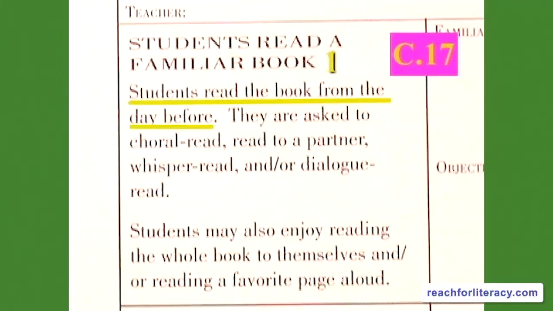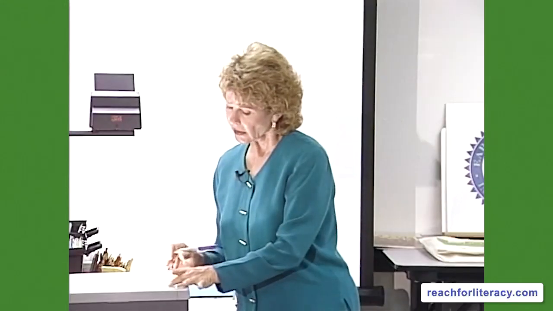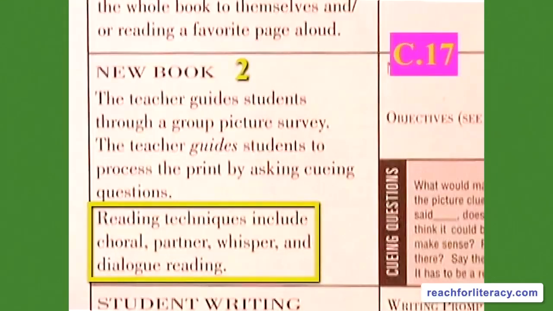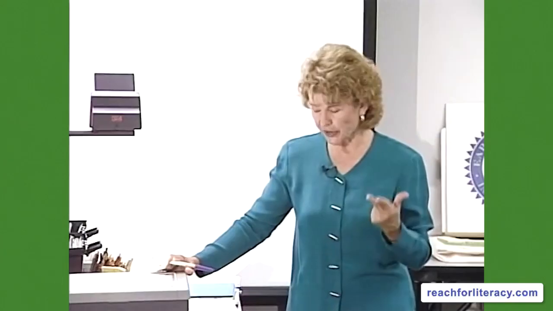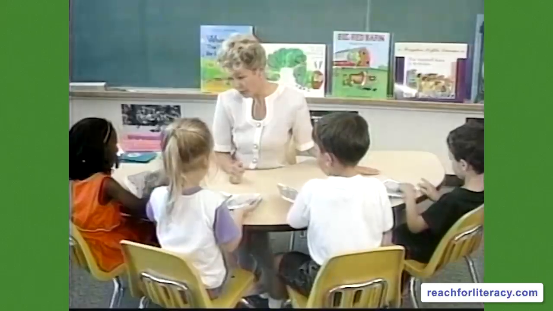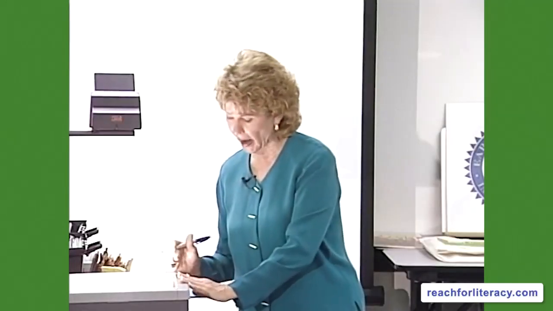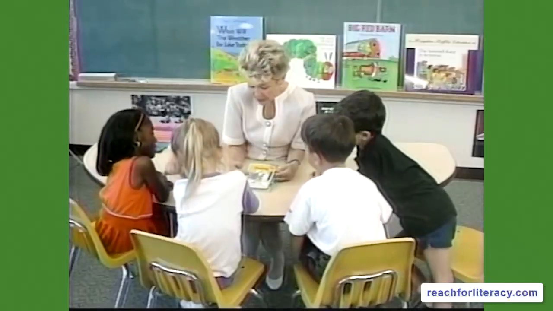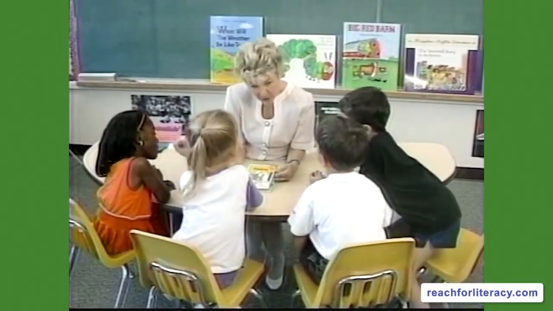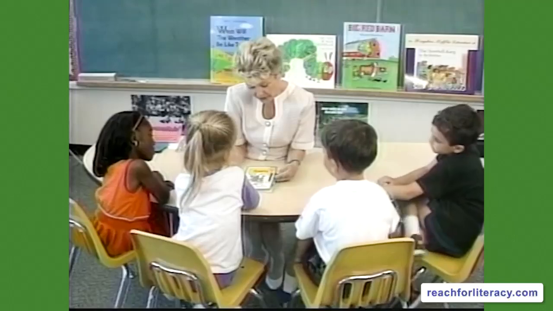The first step is to read the book that was the new book yesterday. So you reread the book here. It's called the familiar book now. Then you move to the new book, and you noticed on the video that the children were doing various things. They were choral reading, they were reading to a partner, they were whisper reading. And you start the new book by doing a group picture survey. Let me use this book to demonstrate a picture survey.